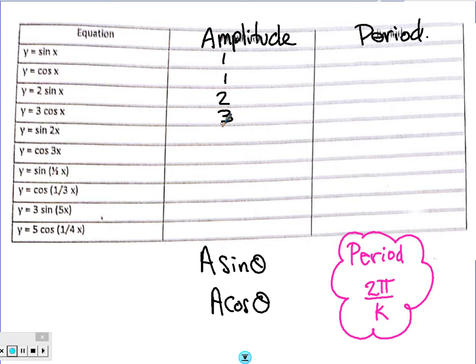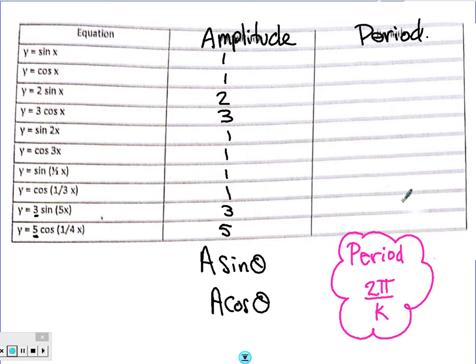Alright, you should be done. I'm going to fill them in. 1, 1, 1, 1. Oh, this is so difficult. 3 and 5. Lovely. Those are our amplitudes. It's just, what is this vertical stretch? How much did we stretch?